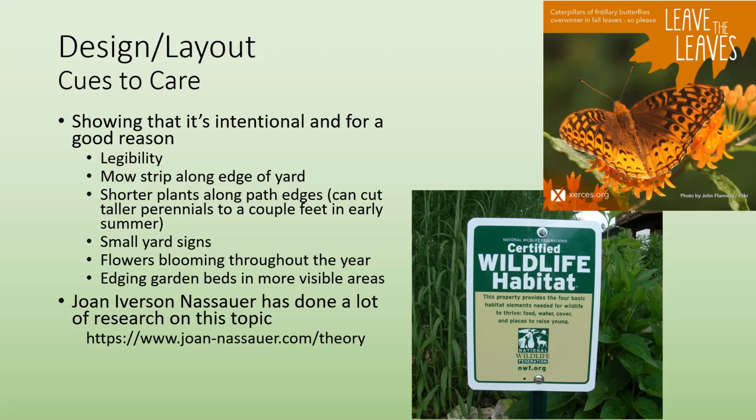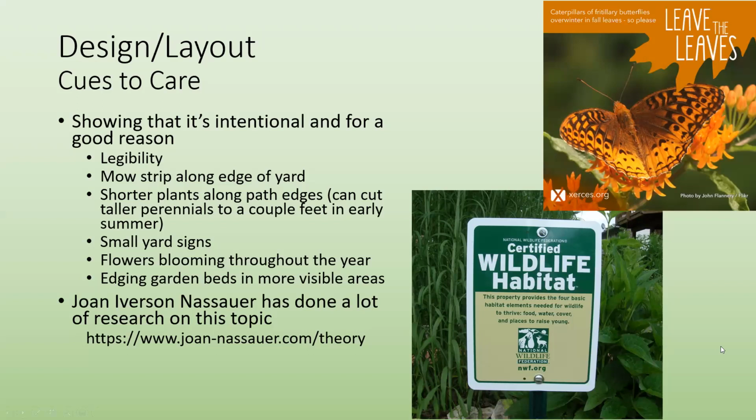So you want it to look legible to the landscape, not just like a green wall that's hard to read. Some ways to do this are to have a mow strip along the edge of the yard. You can have shorter plants along path edges, like shorter flowering perennials. And if you have taller ones along the edge, you can cut them back partway in early summer. Then they'll still flower, but they'll just be shorter. Like asters, that's a good one to do that with.